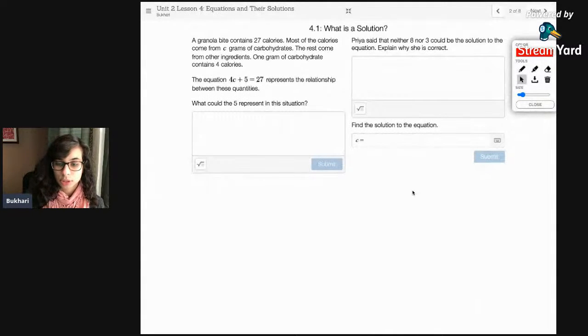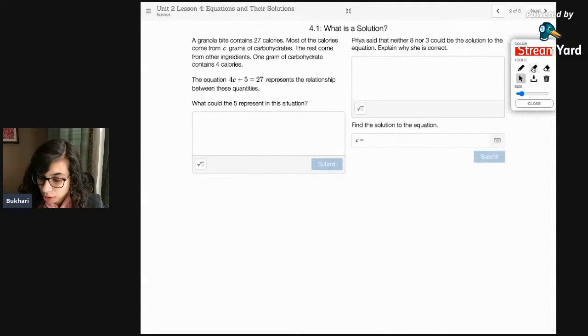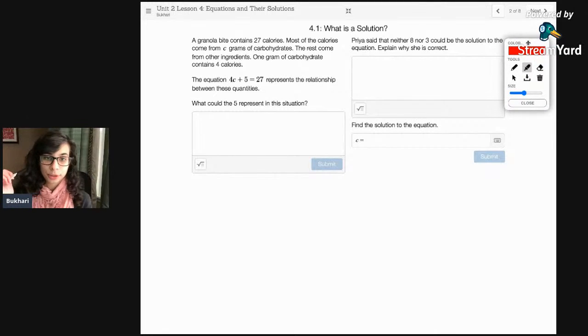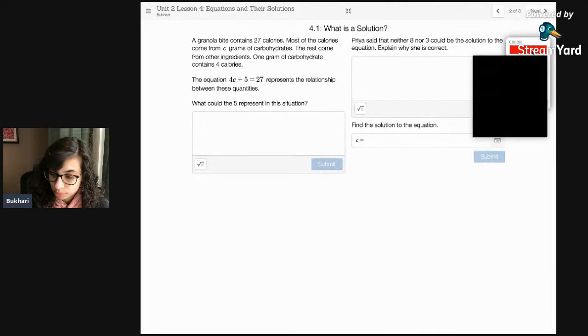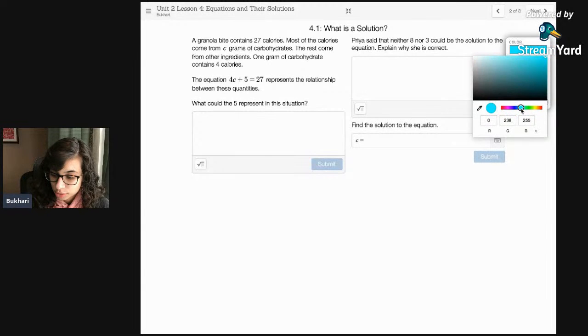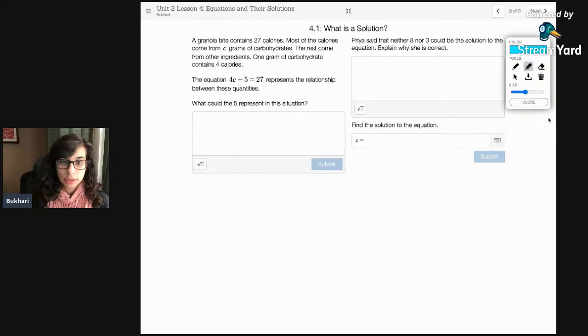And so remember, as we talked about during class yesterday, how to read our equations, right? That's read our problems, right? That's the most important thing and probably the hardest thing, which you'll be continually doing in your math classes, right? I know that a granola bar contains 27 calories total. Okay, so that's my total amount. Remember that in your head.